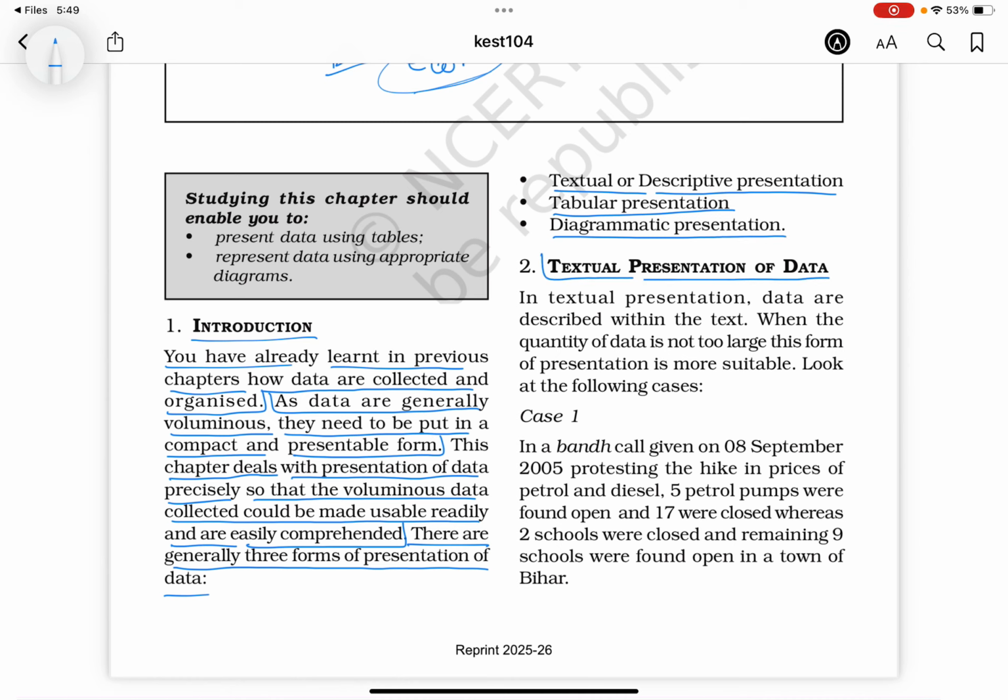Textual presentation of data. In textual presentation, data are described within the text. When the quantity of data is not too large, this form of presentation is more suitable. Look at the following cases.